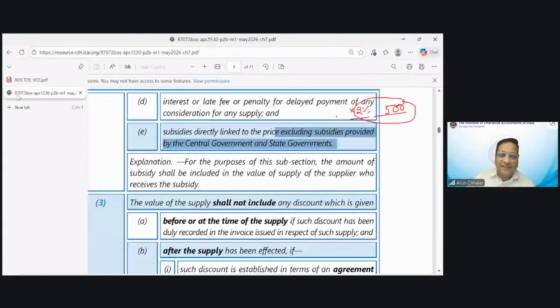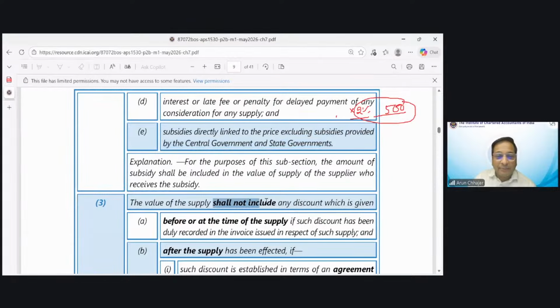What does it say? It says the value of the supply shall not include any discount. Does that mean the discount has been removed from the 25,000? No. So what should I do? I shall not include it, meaning I will reduce that 500 before or at the time of the supply, if such discount has been duly recorded in the invoice issued by the supplier. Is it clear? Please confirm.